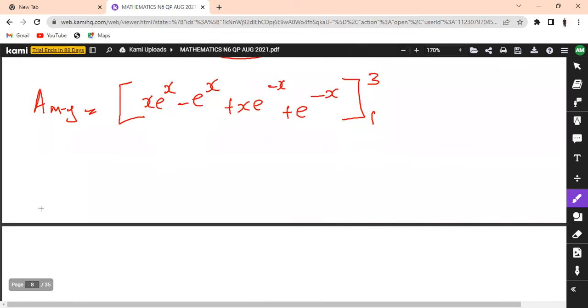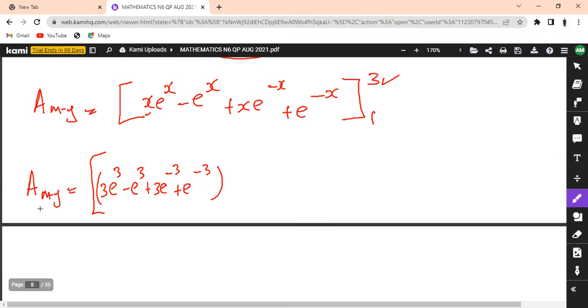Okay, so maximum is a 3 there, which means our area moment with respect to y is going to be, substituting 3 here, 3 e to the exponent of 3 minus e to the exponent of 3 plus 3 e to the exponent of minus 3 plus e to the exponent of minus 3. So that is the first part that you're going to have.